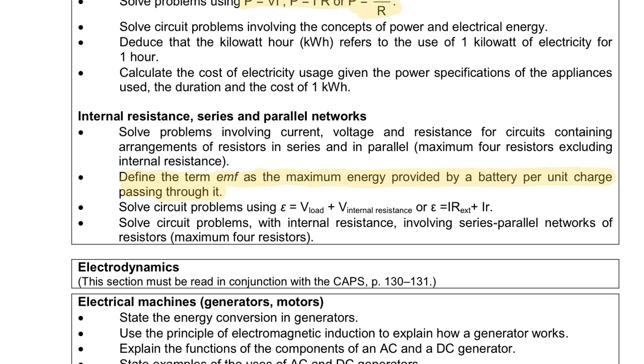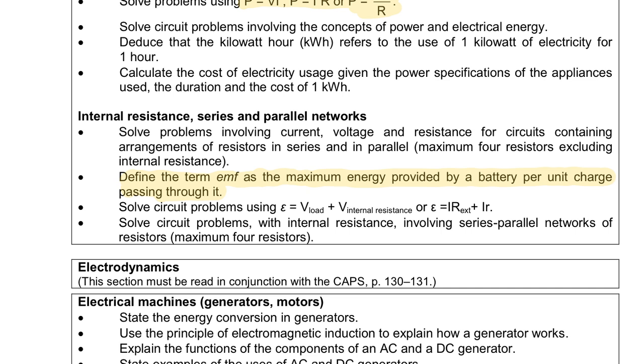But as soon as current passes through it, there will be an internal resistance, and therefore there will be a loss of voltage. There will be an internal potential difference drop, which will then result in the operational voltage of the battery, the actual voltage being supplied to the external circuit, being less.